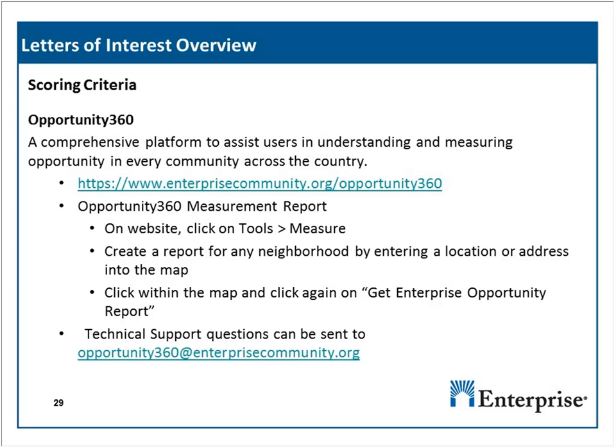So here on the screen, you can see there's a link to Opportunity 360, and then it's going to walk you through the steps on how to access it. So you'll go to our website, you'll click on the link, you'll sign up, and then you'll have an ability to create a report for any neighborhood by either entering a location or address into the map. And then from that, you can create a report, the Get Enterprise Opportunity Report.